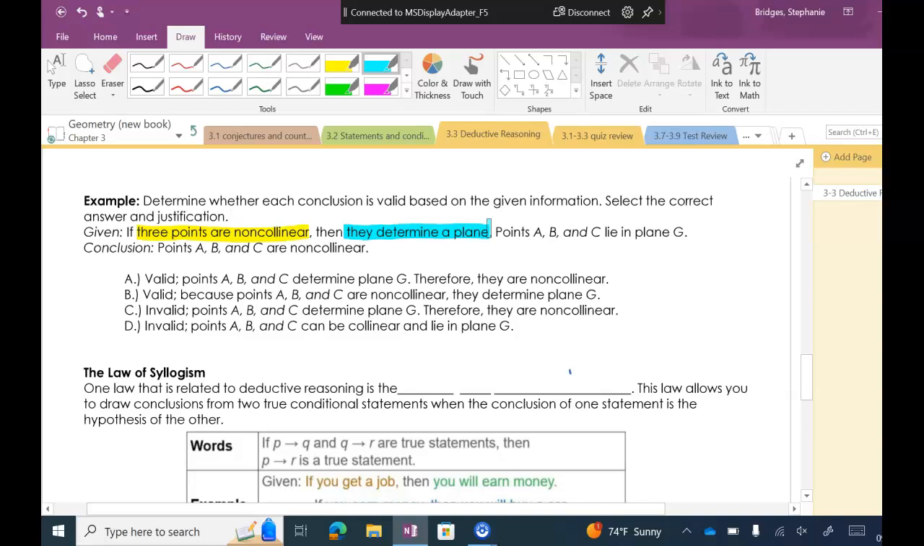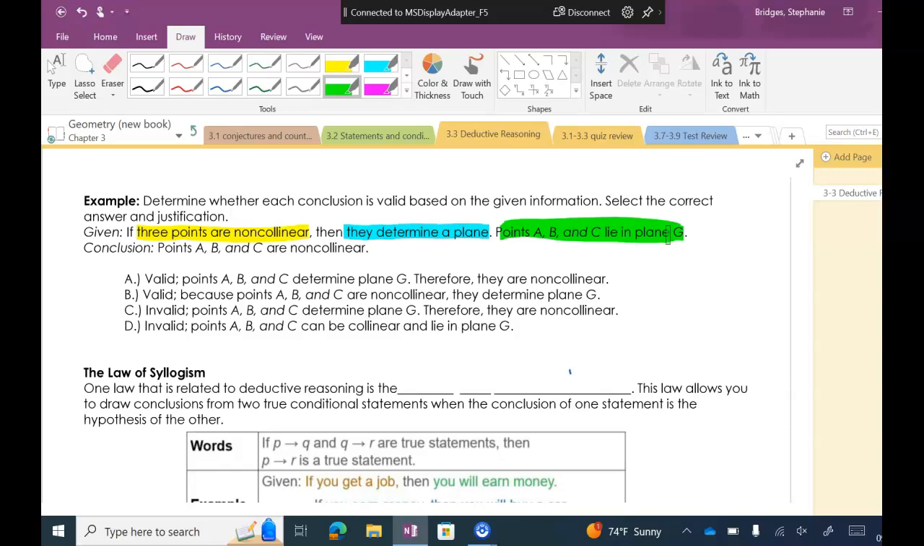What does it say about points A, B, and C? It says they lie in a plane. What was my hypothesis again? That they have to be non-collinear. Did it say points A, B, and C are non-collinear? Yeah, in the first sentence, right here. So if it doesn't state the hypothesis here, then we cannot make a valid conclusion. They're doing it backwards. Okay, so we're saying that this is going to be invalid.